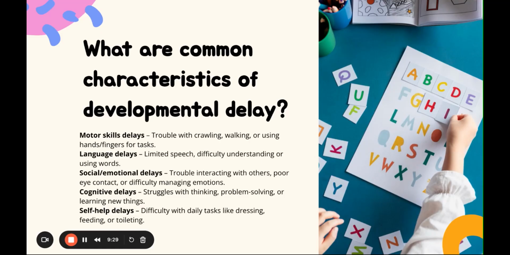What are common characteristics of a developmental delay? Things such as motor skills, language delays, emotional social delays, cognitive delays, and self-help delays are a few that we can name that might be the sign of a developmental delay. Things such as using hands and fingers, limited speech, trouble interacting with their peers, struggling with problem solving, and difficulty with daily tasks.